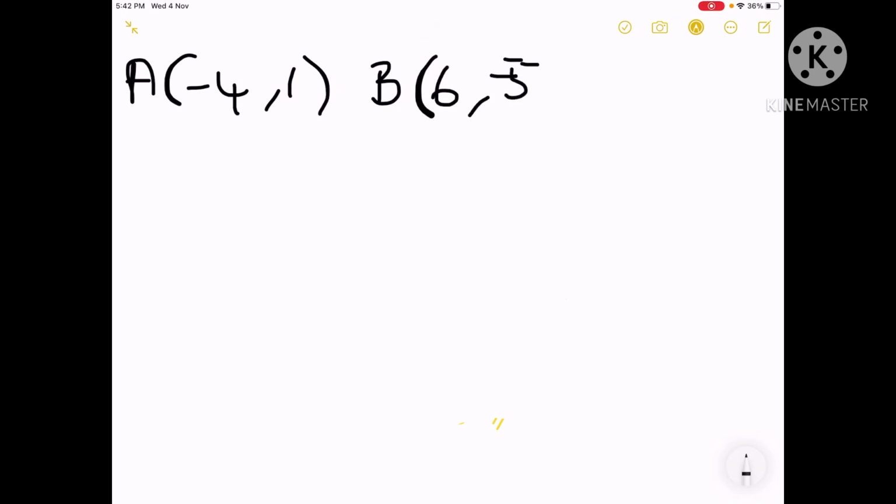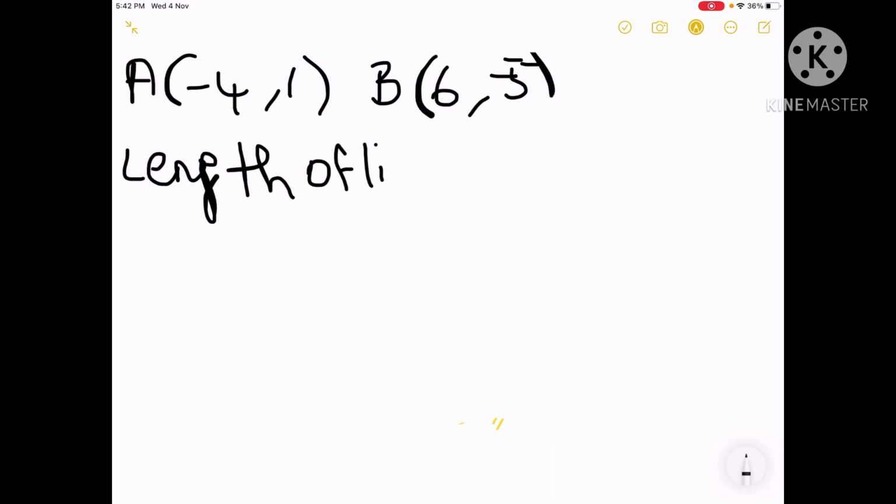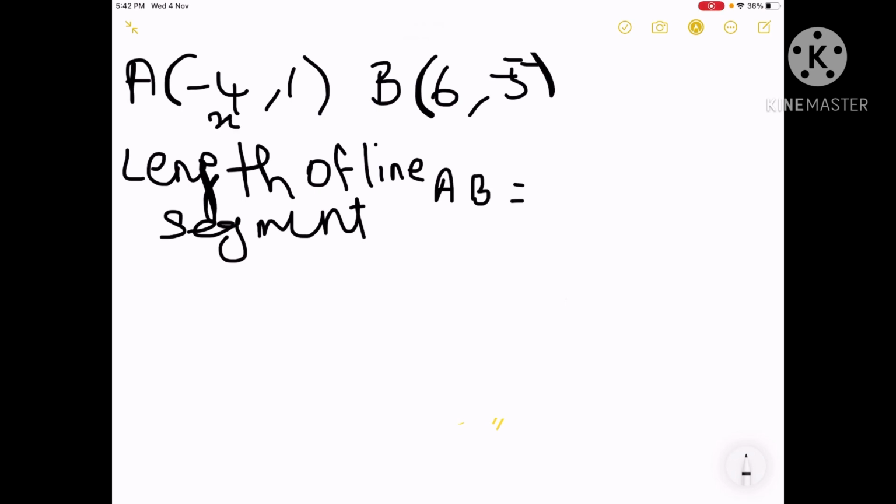Given that the coordinates of the points A and B are A is (minus 4, 1) and B is (6, minus 5) respectively, find the length of the line segment AB. So the formula you know: the length of the line segment AB equals, do you know that this one is x1, this one is y1, this one is x2, this one is y2.